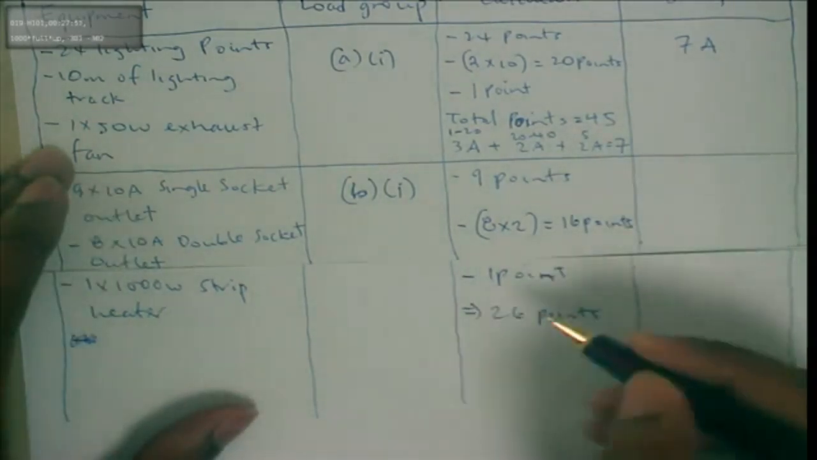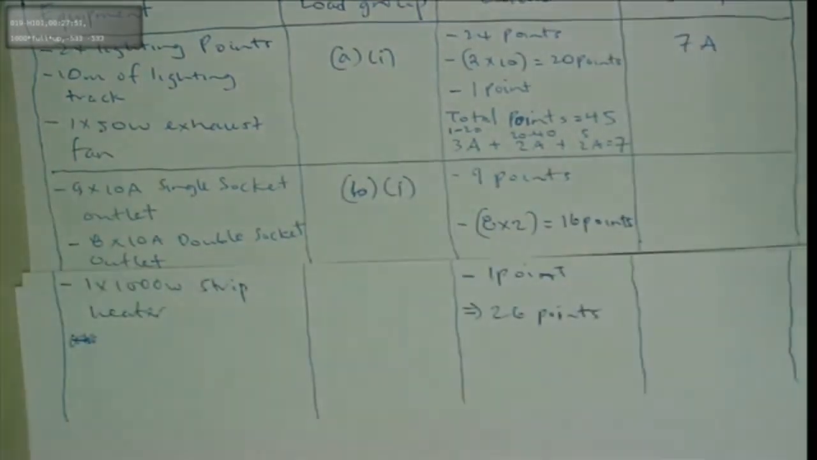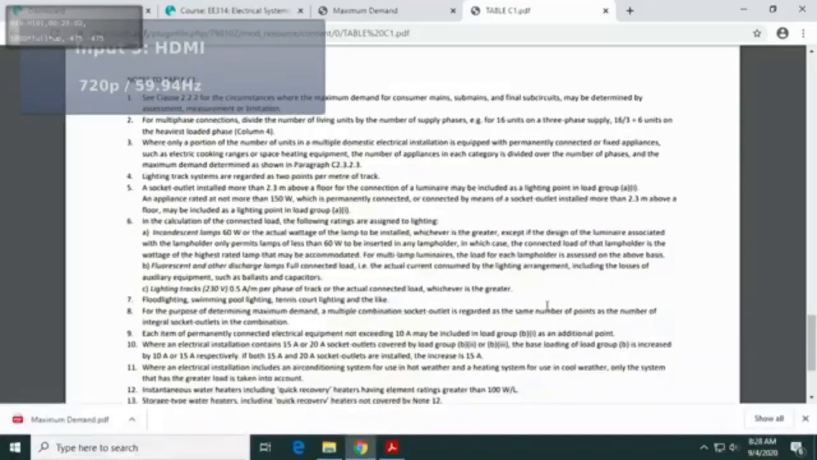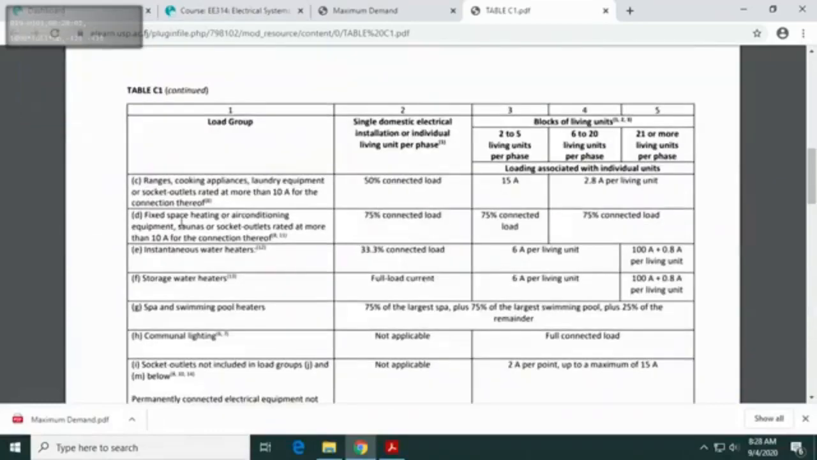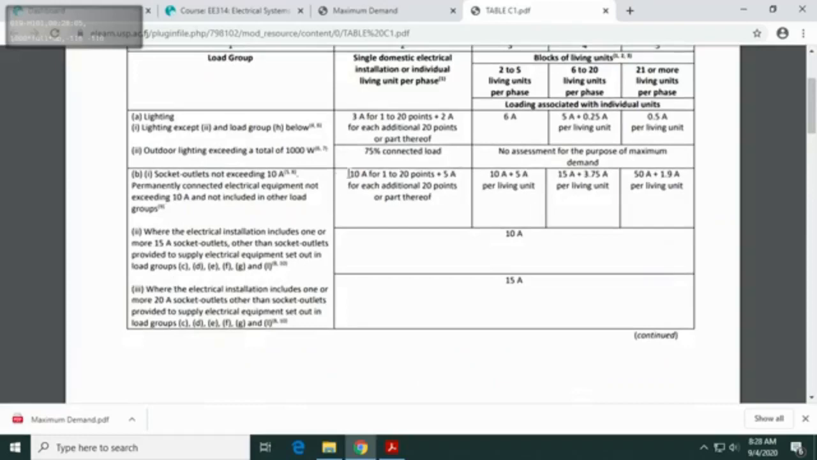Now we have to decide on the current. So for group B1, now we look at this column. Group B1, 10 amps for 1 to 20 points and 5 amps for additional 20 points. We have 26, that means we have 10 plus 5, which is 15 amps.